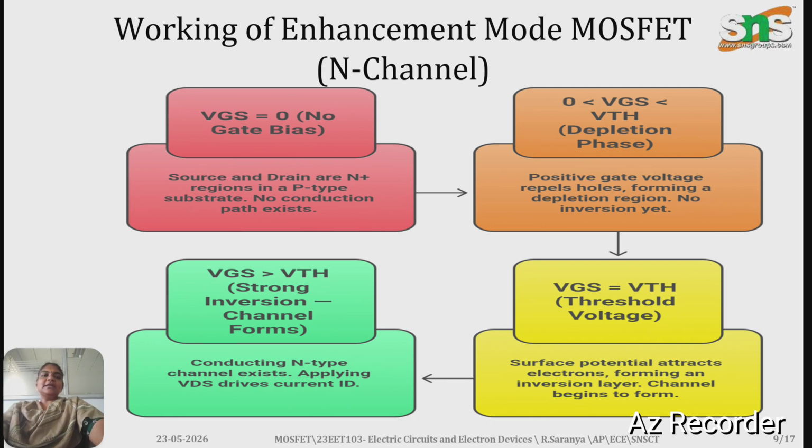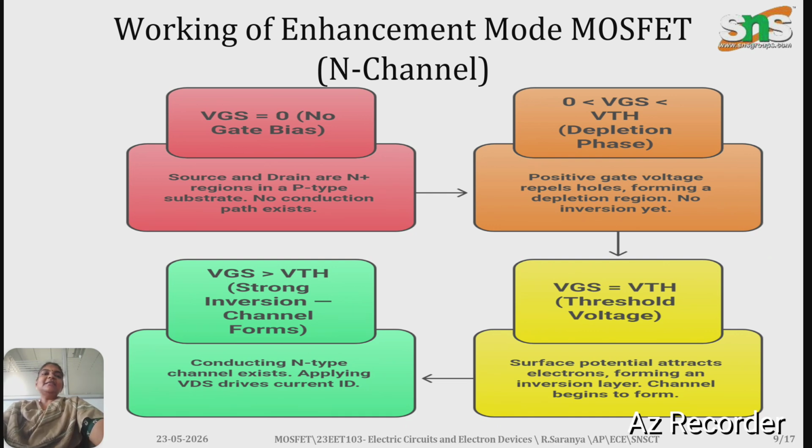When the gate voltage is equal to threshold voltage, then the surface potential is large enough to attract the electrons from N plus, and the N-type inversion layer is formed connecting the source to drain. This is the threshold, and the channel just begins to form.